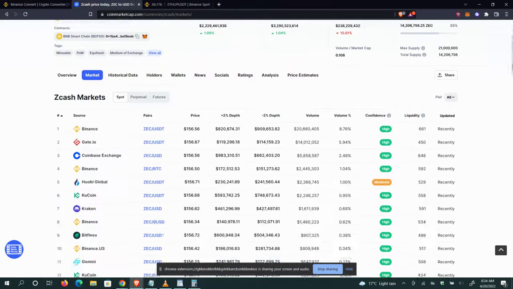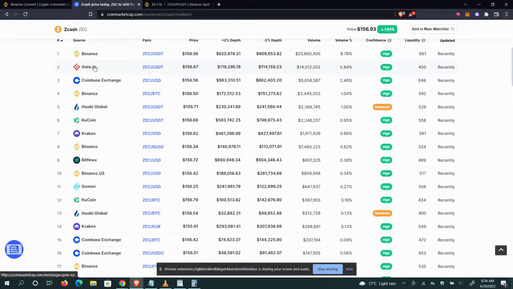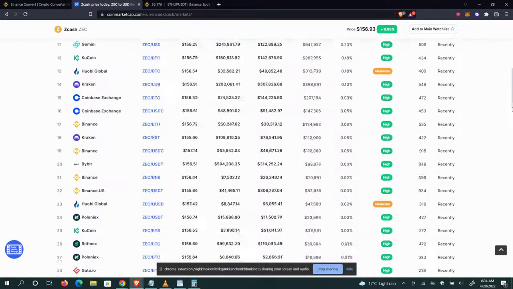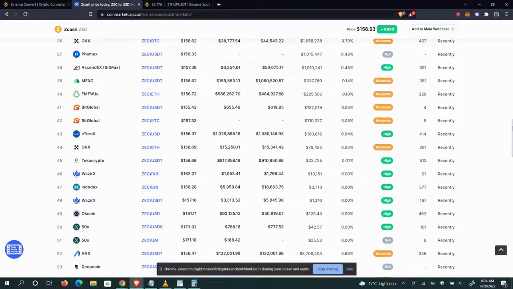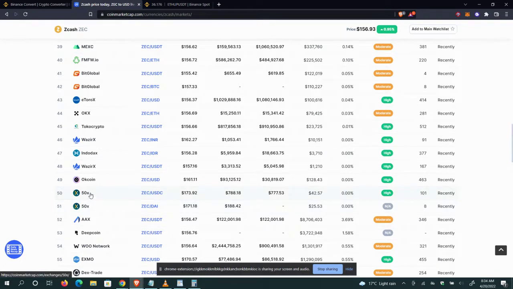Now I want you to see. Look at gate.io. You can see the price of one of this coin is 156.67, trading against USDT on gate.io. Gate.io is a platform just like Binance. Now come down, let me show you something. The same coin on this market against USDC is 173. So now let's do a plus and minus, then I'll explain.